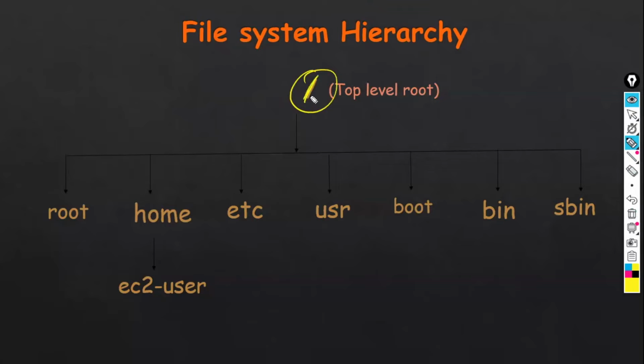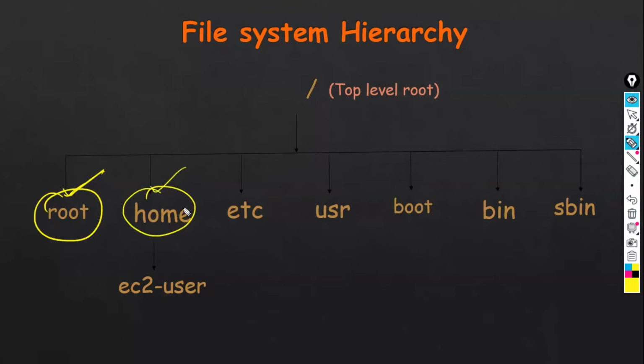In this top level root, you have many subdirectories. It is like a folder, and inside this folder you have many subfolders. Root is a folder, home is a folder, etc is a folder. All these are subfolders. What is this folder about? It is about home. This is the home for the root user. This is the home for normal users.